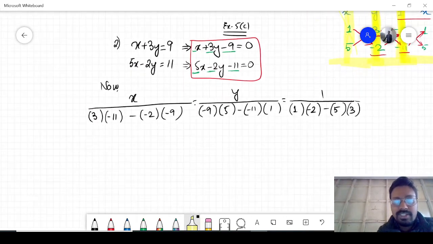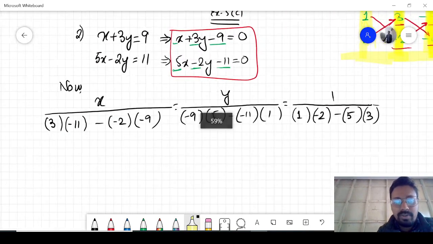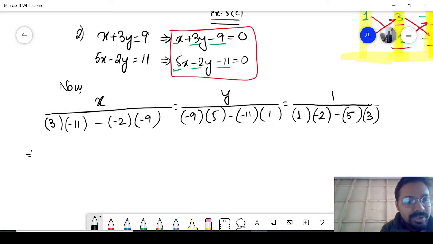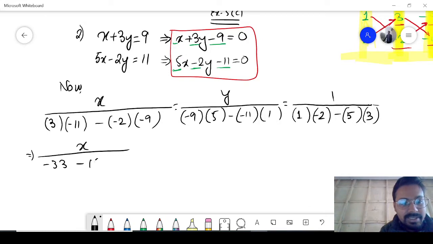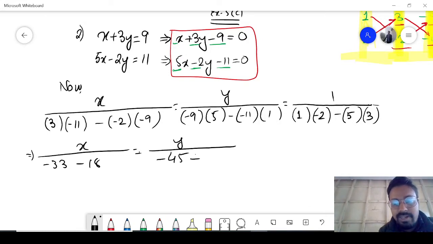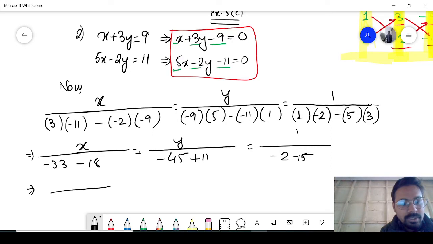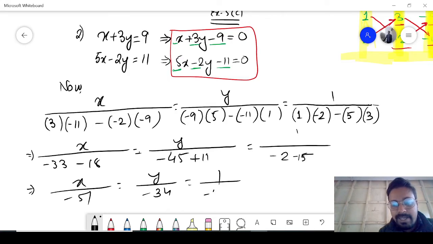Now we are into this situation where we have got our values. Now it becomes very easy. Now we just need to calculate. So for x, this is minus 33 minus 18. For y we have minus 45 and plus 11, and here minus 2 minus 15. So it is x by minus 51, y by minus 34 and 1 by minus 17.